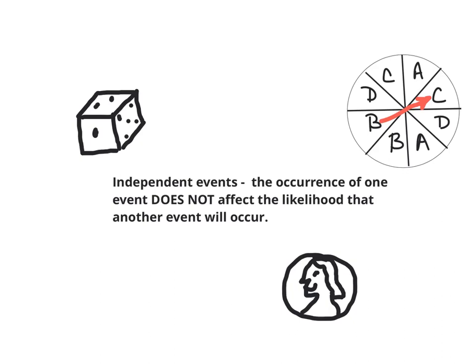All right, let's now talk about independent and dependent events. So far, we've focused entirely upon independent events. And independent events are when the occurrence of one event does not affect the likelihood that another event will occur. So in a previous video, I used the words "with replacement."